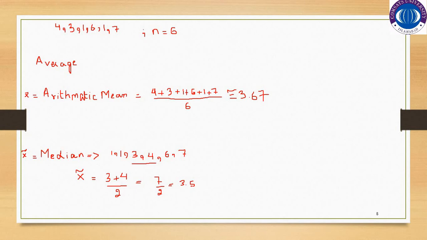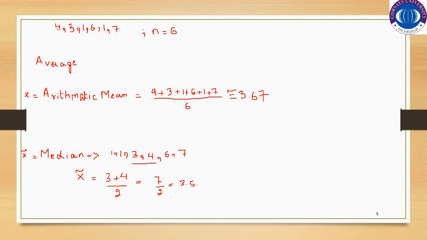So this is the median of this data set, which is 3.5, and you can see this is close to the arithmetic mean, which was 3.67. So this is the way to find out mean and median.